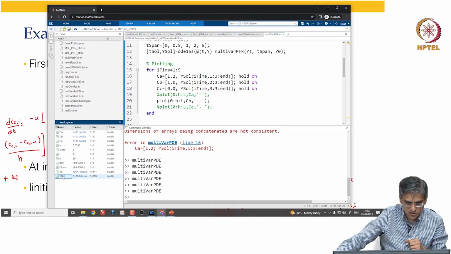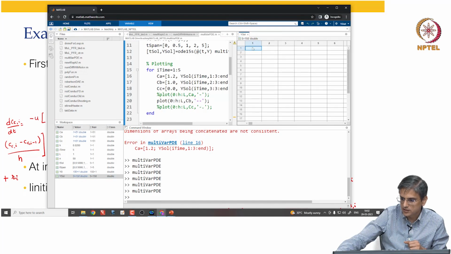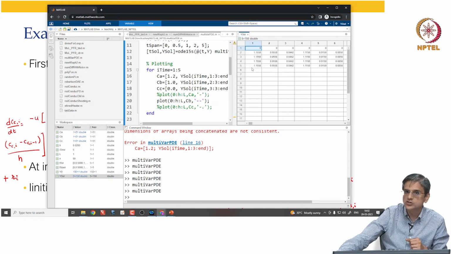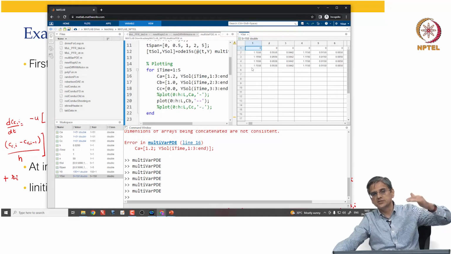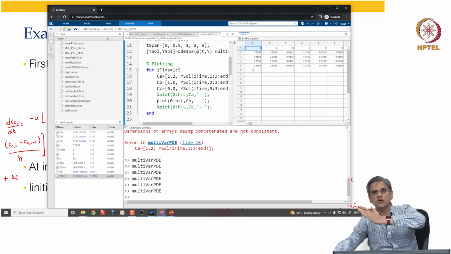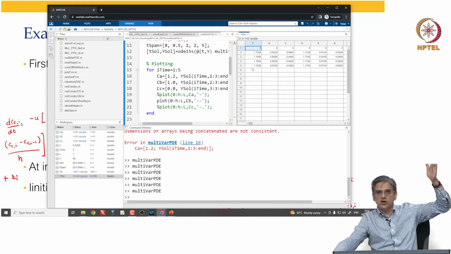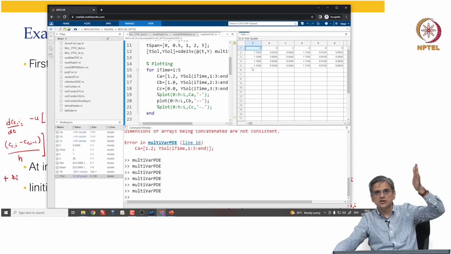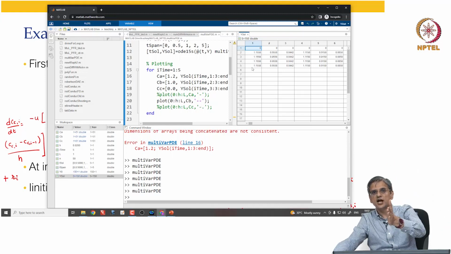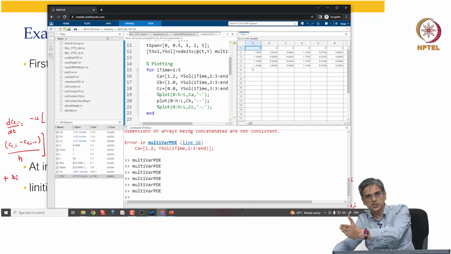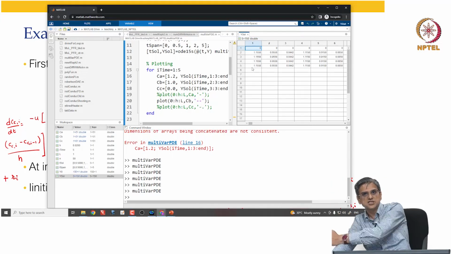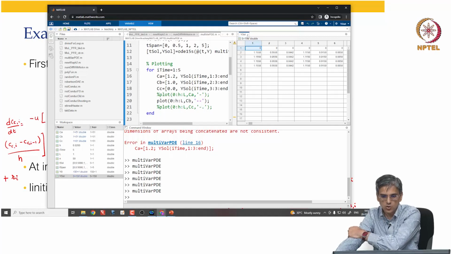When I saw the structure of YSOL, there were 5 rows corresponding to the 5 times, that is time 0, 0.5, 1, 2 and 5.0, and there were 150 columns. What were the 150 columns? First column was CA, CB, CC at location 2, CA, CB, CC at location 3, CA, CB, CC at location 4 and so on.